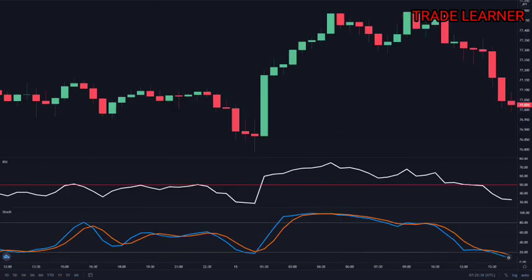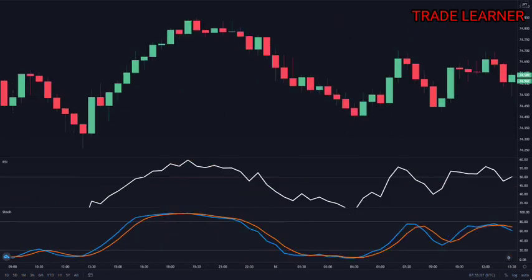Here, you can see that the RSI crosses above the 50-point line while the stochastics is at the oversold levels. So this is a good opportunity to buy. So let's look at a few more examples. Here, the RSI crosses below the 50-point line and the stochastics is at the overbought levels. So this is a good opportunity to sell as the price reverses.